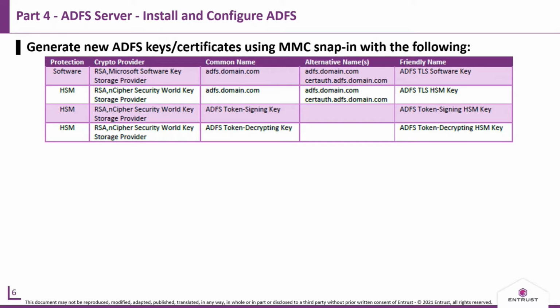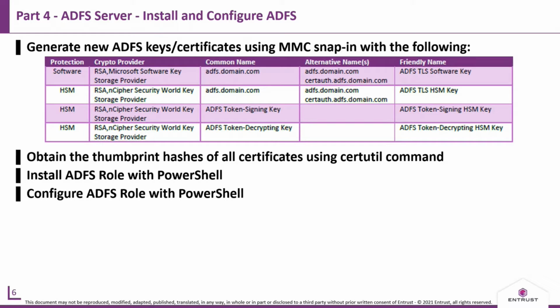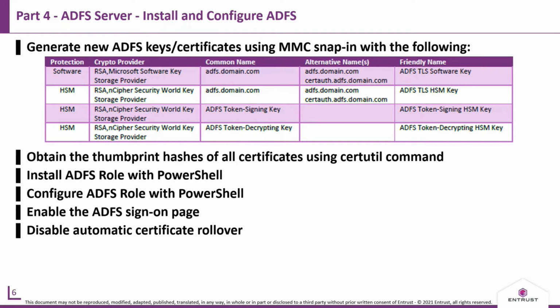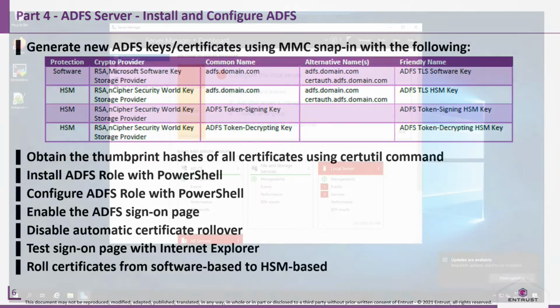To install and configure ADFS, we will generate new ADFS keys using the MMC snap-in. Obtain the thumbprint hashes of all certificates using the certutil command. Install the ADFS role with PowerShell. We'll configure the ADFS role with PowerShell. We'll also enable the ADFS sign-on page. We'll disable certificate rollover, and we'll test the sign-on page with Internet Explorer. Then, last, we'll roll the certificates from software-based to HSM-based keys.